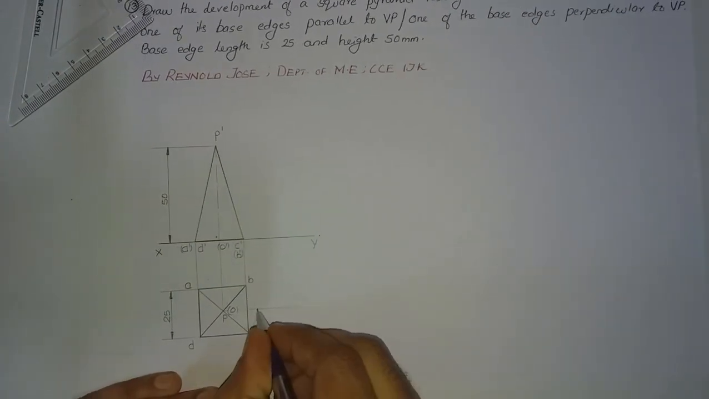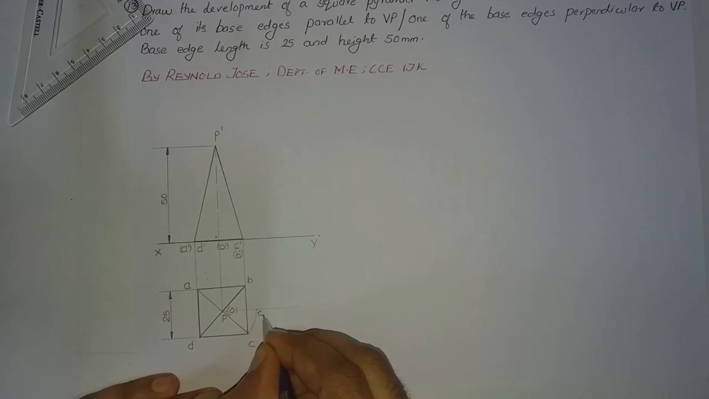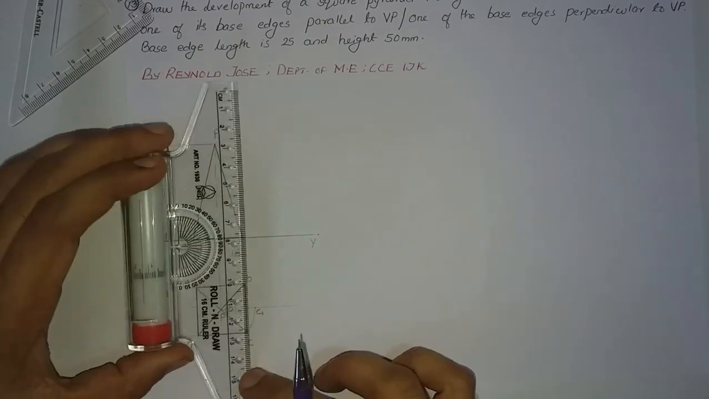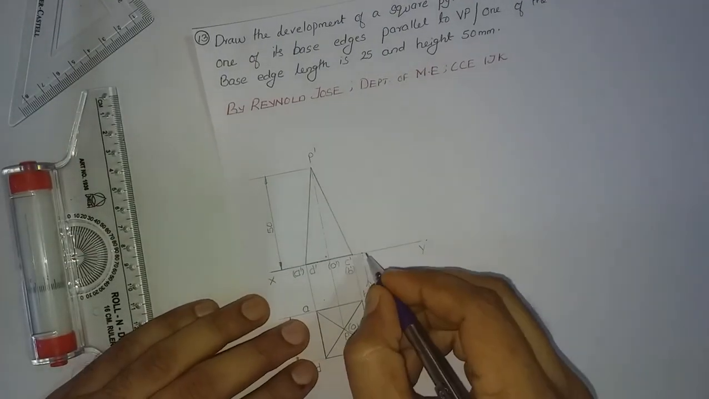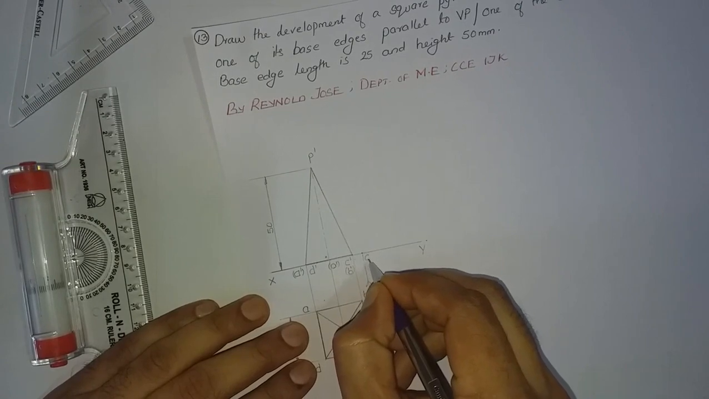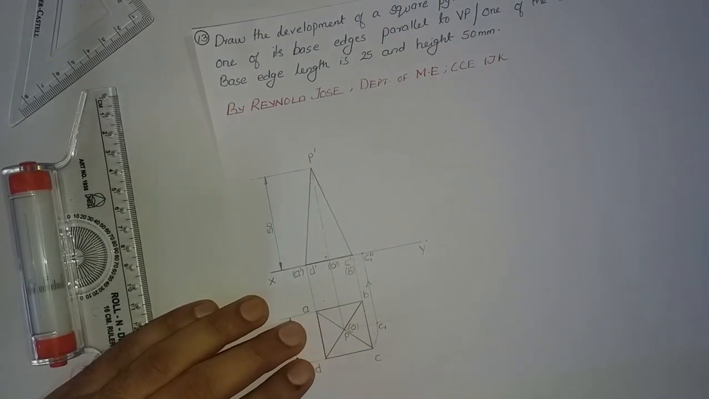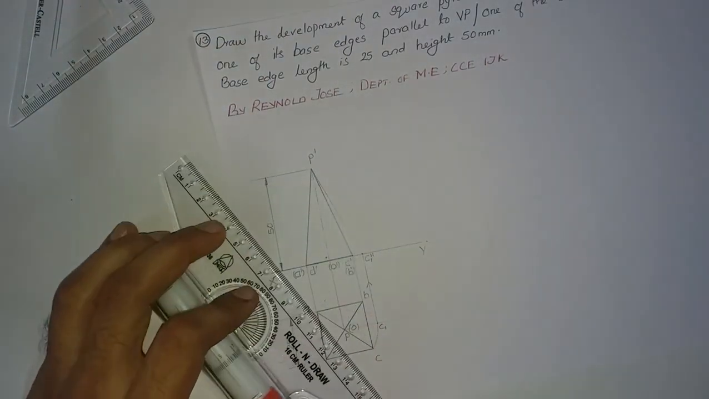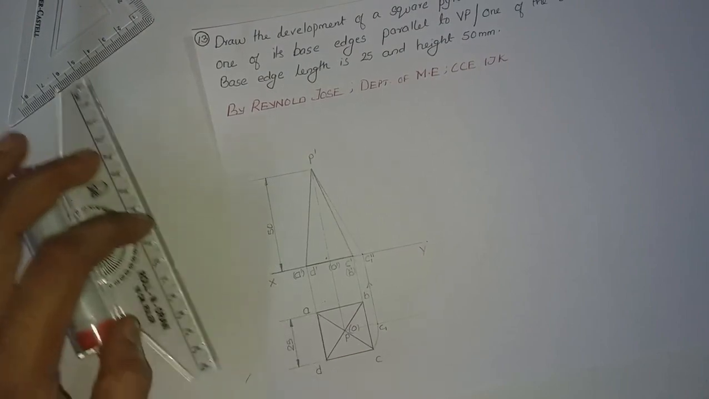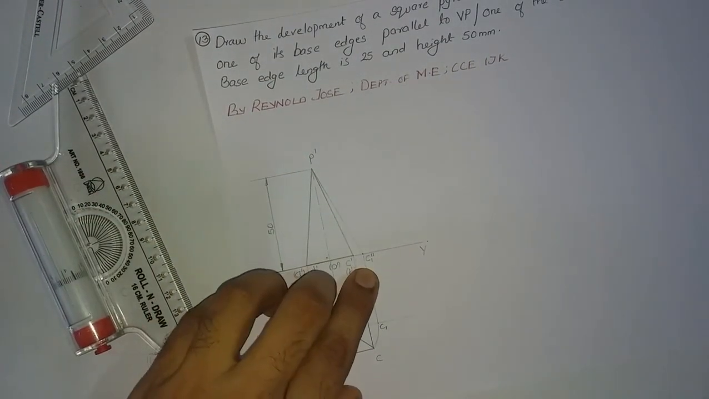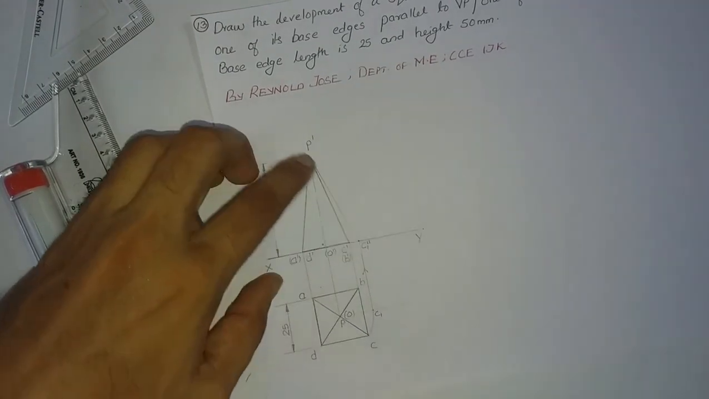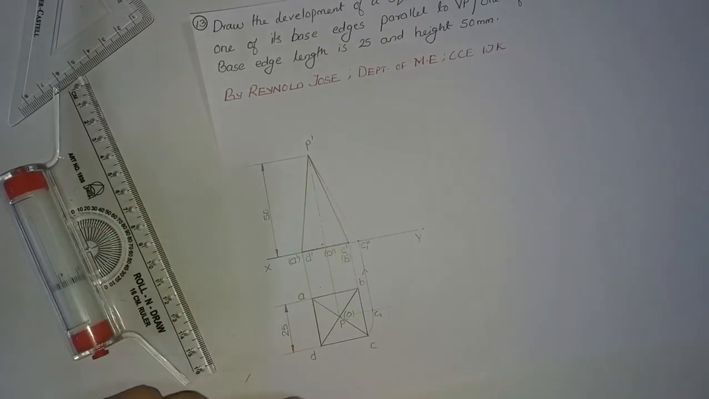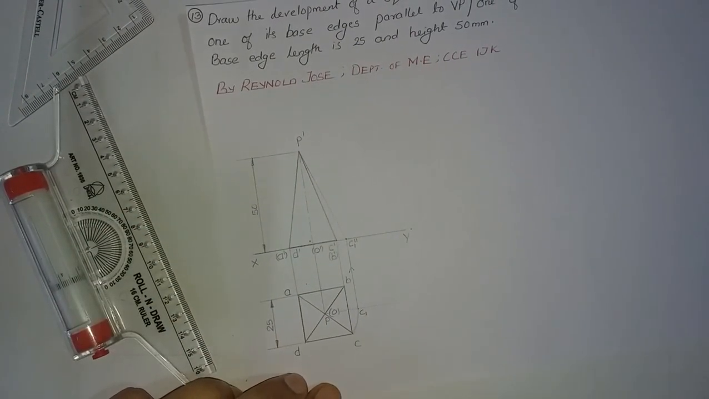Let us mark this meeting point as C1. Now let us extend C1 to the XY line and mark this meeting point as C1 double dash. Now let us join C1 double dash to P dash. This is also a thin line. If you measure the length of P dash C1 double dash, you will get the true length of a slanting edge. This is the procedure for obtaining the true length of a slanting edge.